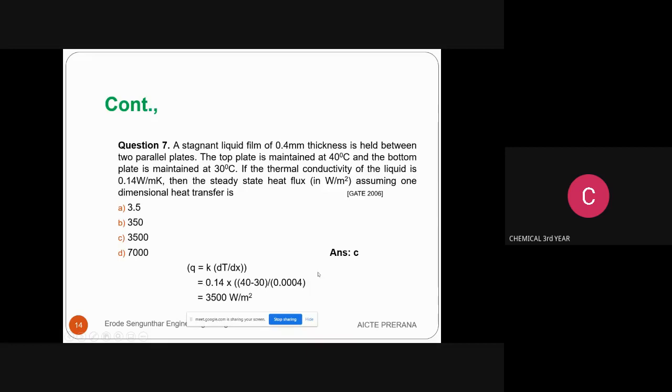If we substitute all the values in the same formula, because here also they are asking the heat flux value only. So Q is equal to k dT by dx. If we substitute everything, we will have 3500 watt per meter squared as the heat flux. Steady state heat flux is what they are asking. So Q is equal to 3500 watt per meter square. Option C is there, 3500, so option C is the answer for this question.